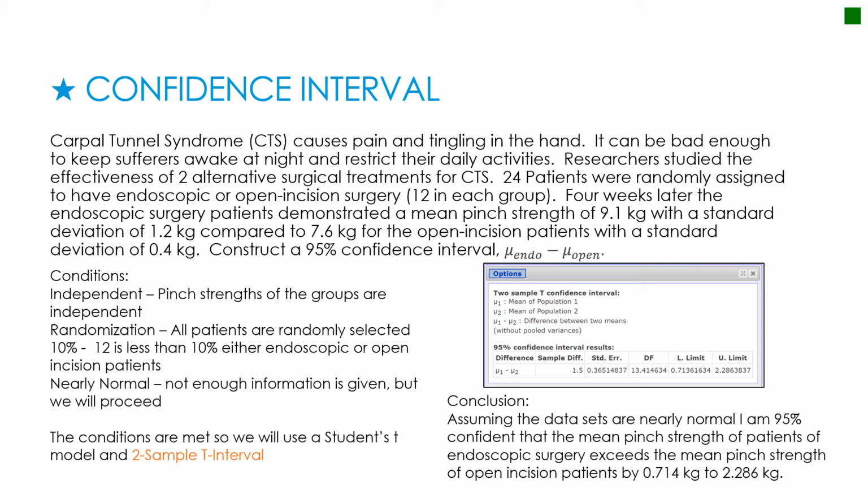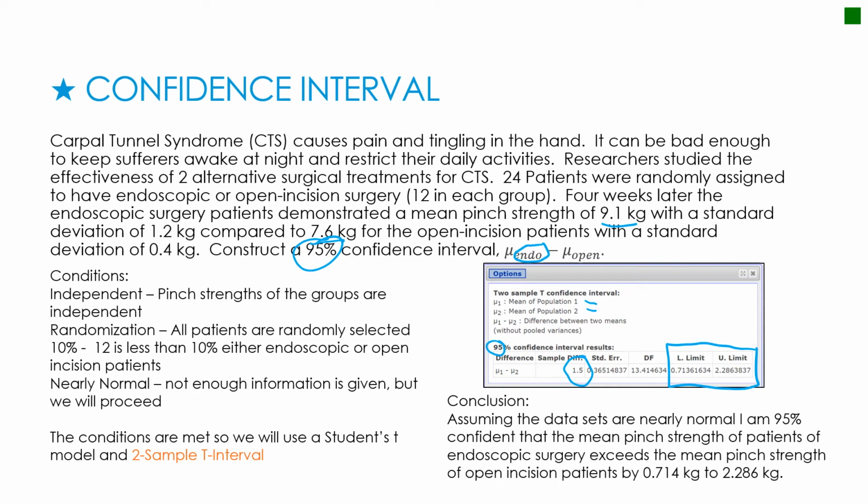Then we do all of our calculations in StatCrunch, and notice all I did was choose population 1, population 2, which meant I put the endoscopic patients first, so I did 9.1 first, and then I did the open incision, which was 7.6 second. And how do I know for sure that I did that? Because the difference was 1.5, and obviously the difference is positive. And then we're constructing a 95% interval, so I chose 95%, and those were my values.